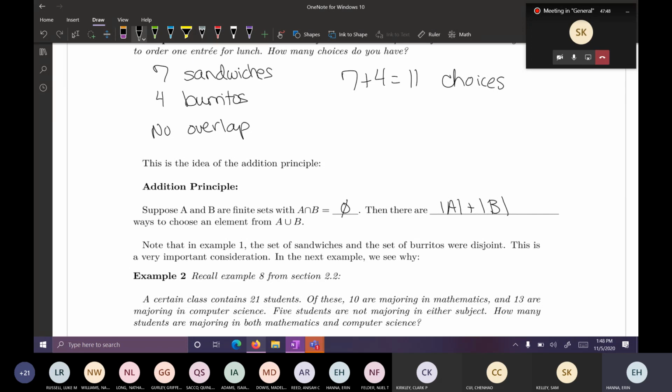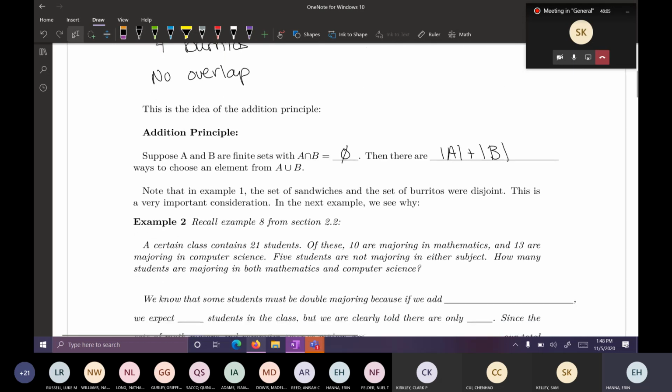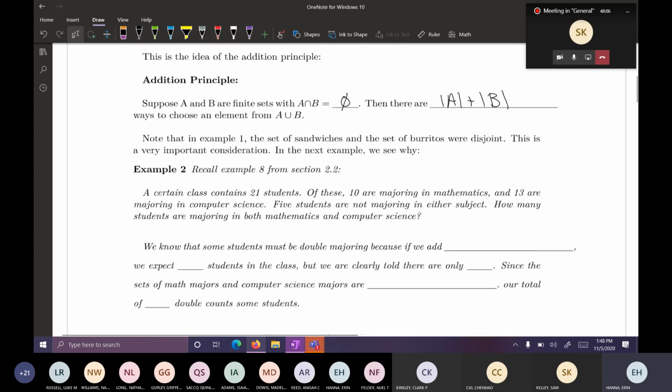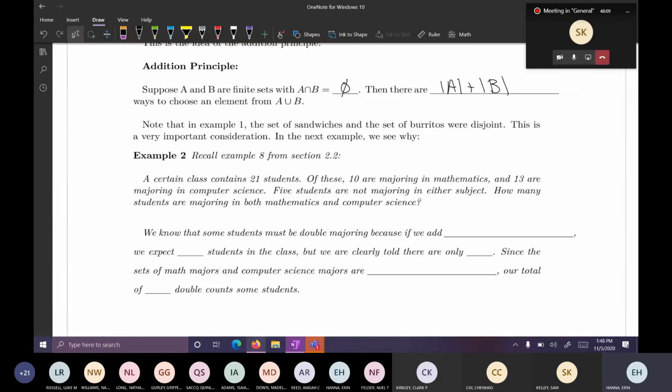So, as I've already said, the sandwiches and burritos were disjoint in that above example, which is very important because not every example we'll look at starts out disjoint. But sometimes we can force them to be disjoint. Sometimes. No, if you split it up enough, you can pretty much always force them to be disjoint. So way back when in 2.2, we considered an example.